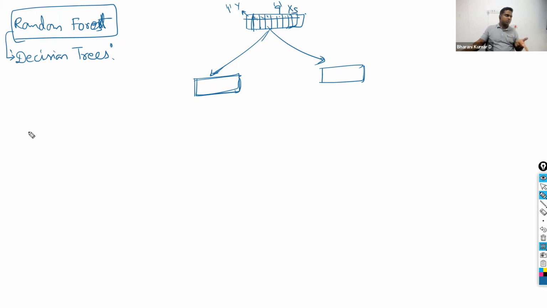While there are different rules, the default rule is if your output variable is continuous, then at each split, P by 3, where P equals the number of inputs, would be the number of features which will be selected by default. If you have 9 inputs, 9 by 3 is 3. So at each split, how many features will be randomly selected from these 9?